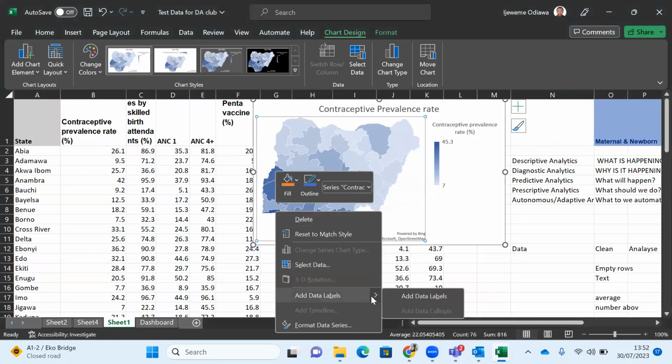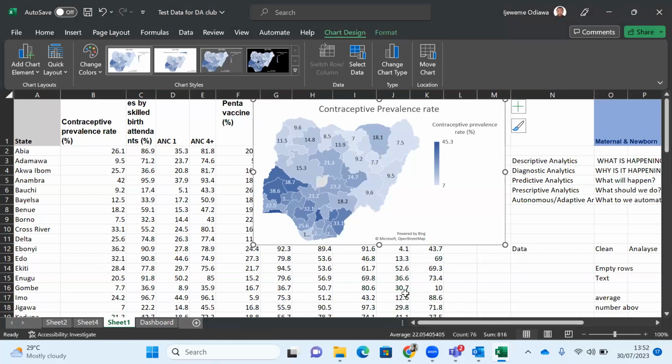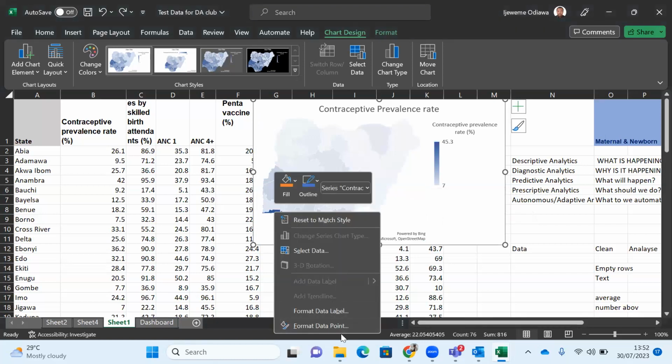If you're not using the latest Excel, you can't do this, because this map function is an addition on Excel 365, Microsoft 365. So yeah, you want to add data labels for everything, but it looks clumsy. So we can just pick one and add data label.